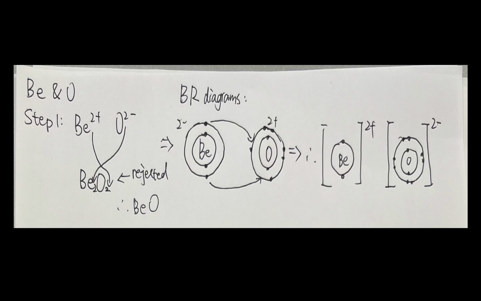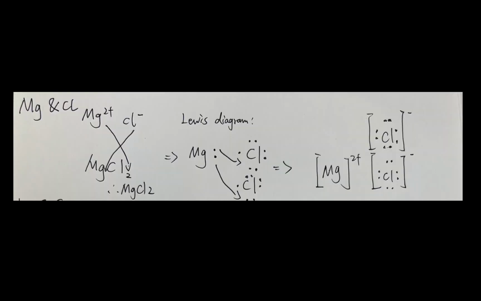I didn't separate them quite clearly, so let's go straight into step 4, which is the ionic Bohr-Rutherford diagram. We can see that the outer shell of beryllium is totally eliminated. There's only 1 shell, and the valency now is 2+. It's positive 2 because it loses 2 electrons, while oxygen is 2 minus, negative 2, because it gains 2 electrons. That's the first example.